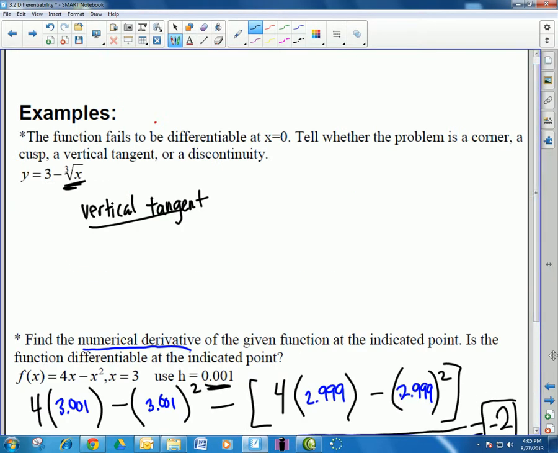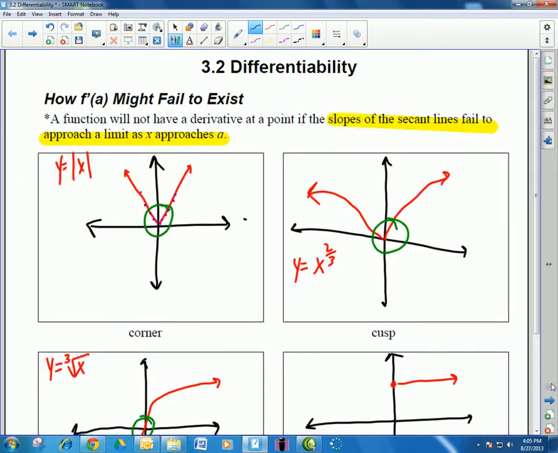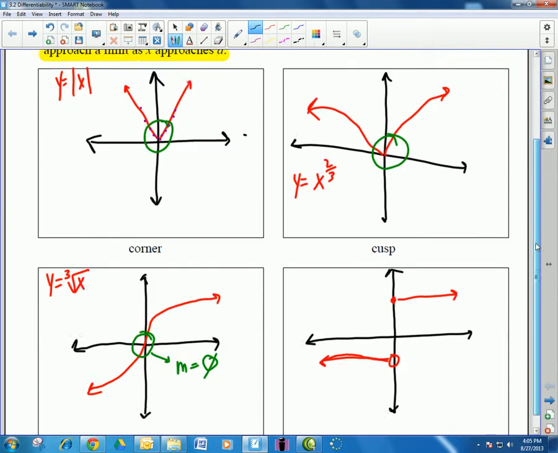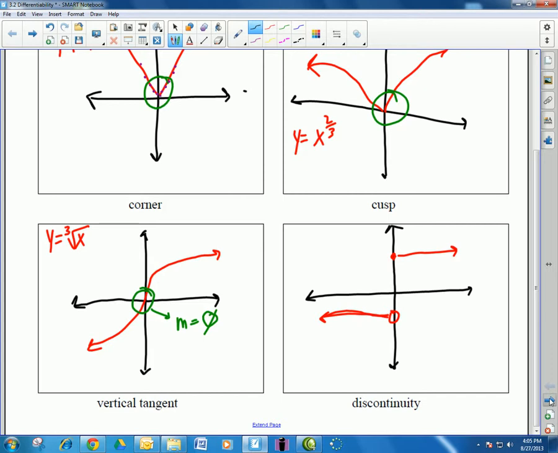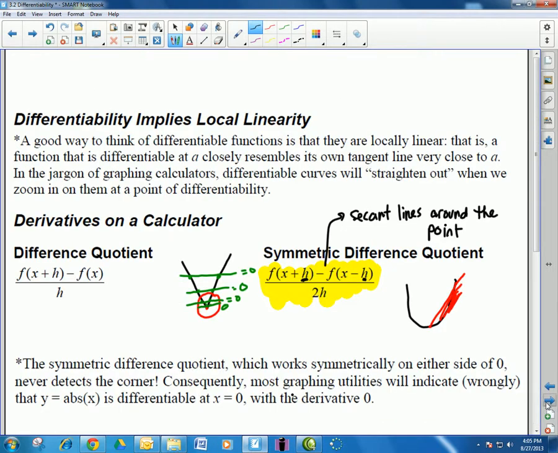In this section, let's review really quickly how things cannot be differentiable. That's a corner, a cusp, a vertical tangent, and also discontinuities. It's extremely important to understand that. Then we talked about what it means if functions are locally linear, if they have the property of local linearity. Well, that means they are differentiable. If you zoom in on a point so much that it becomes a straight line, then it's differentiable. If it doesn't straighten out, then it's not differentiable.